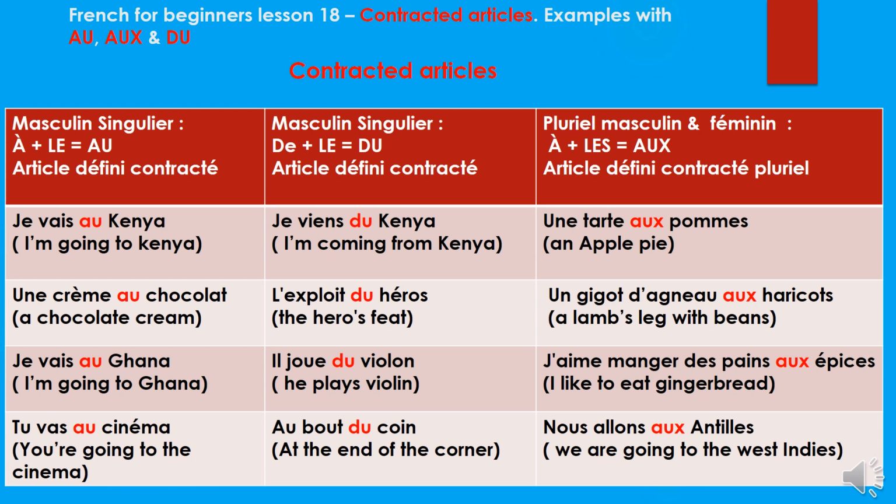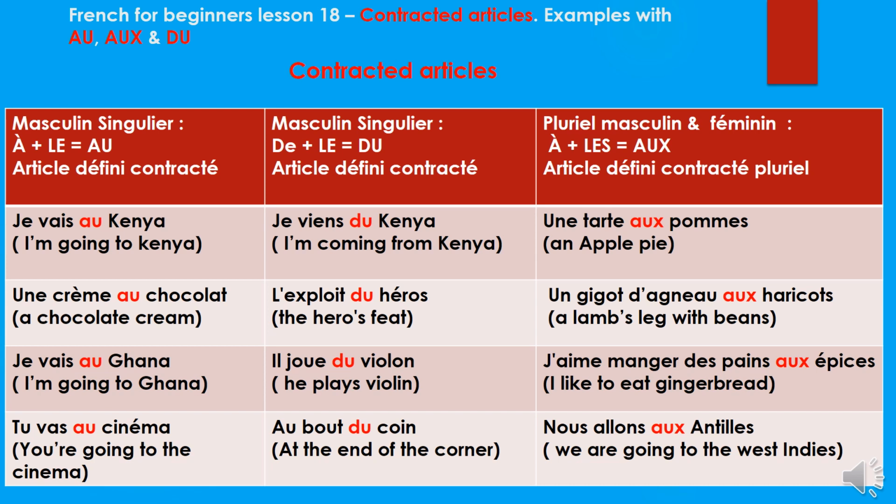la, which is feminine. And then you have, of course, the plural, and this one goes for both masculine and feminine. So that is à plus les, just like you see in the table that I've put for you in this lesson. There you see the formula: à plus le is equal to au, de plus le is equal to du, à plus les is equal to aux. So you can see it's written properly, and now you know what is article défini contracté.